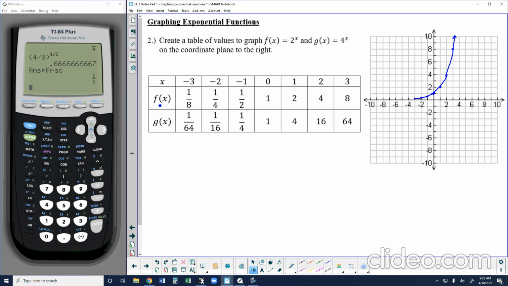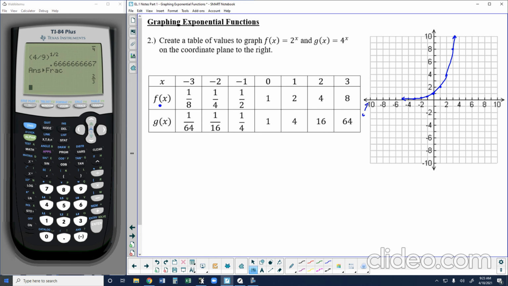So f of x was 2 to the x power. Now, if we carry this back to the left as well, it's getting closer and closer and closer to the x-axis, but it's actually never going to cross that x-axis. And so if you remember back to rational functions, this is what we call an asymptote.